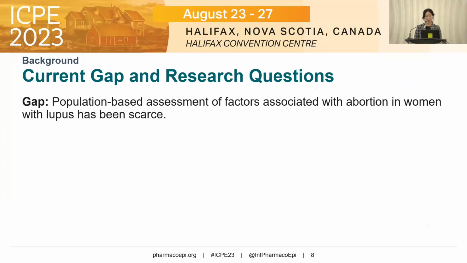So current literature on adverse pregnancy outcomes often involves single institutional studies with a small number of patients, because lupus is a relatively rare disease. Also, information about abortion is very hard to capture, so the study of abortion in pregnant women with lupus has been very limited. Therefore, we aimed to conduct a study using a nationwide claims database in Korea.